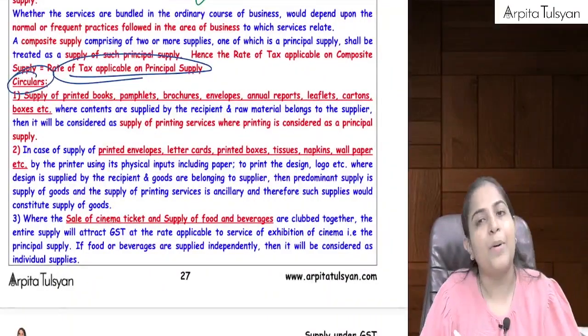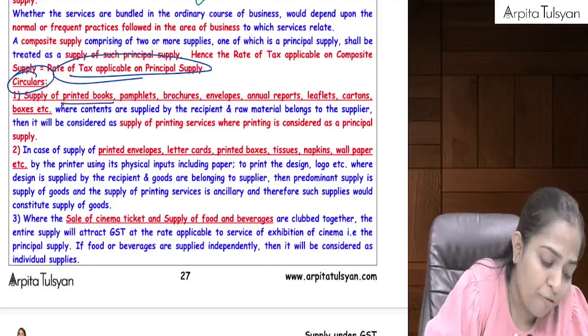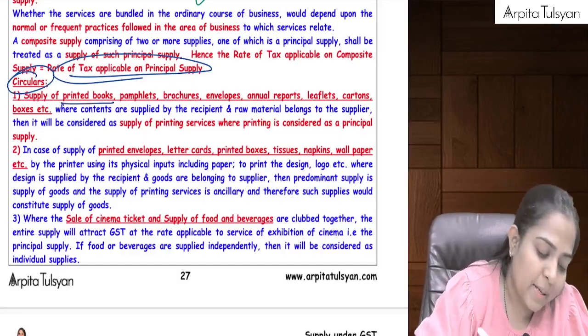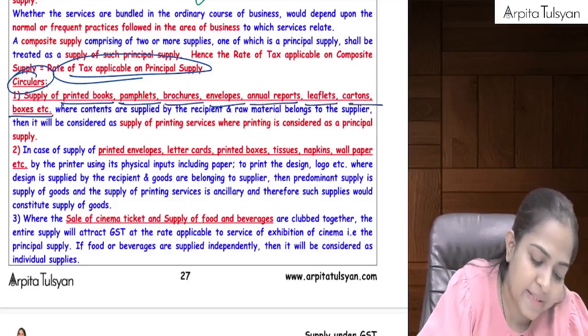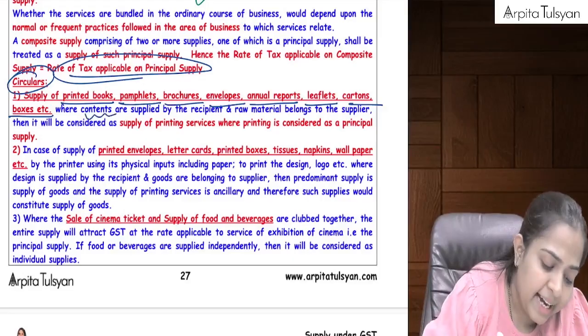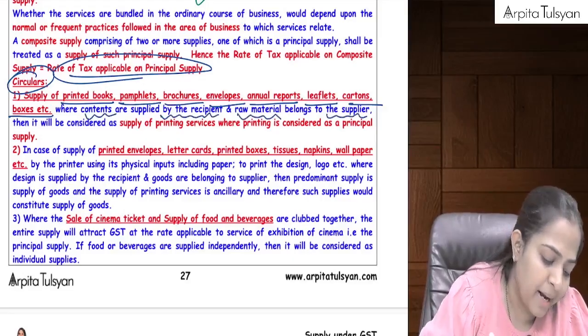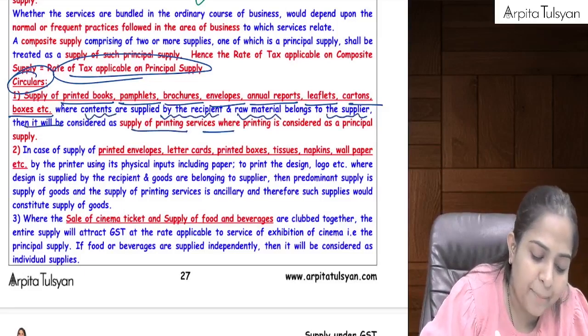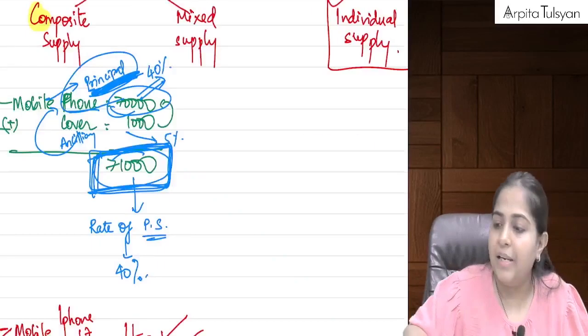Let's discuss these circulars, everyone. Now, supply of printed books, pamphlets, brochures, envelopes, annual returns, leaflets, cartons, boxes, etc., where content is supplied by the recipient and raw material belongs to the supplier, will be considered as supply of printing services, where printing is considered as the principal supply.